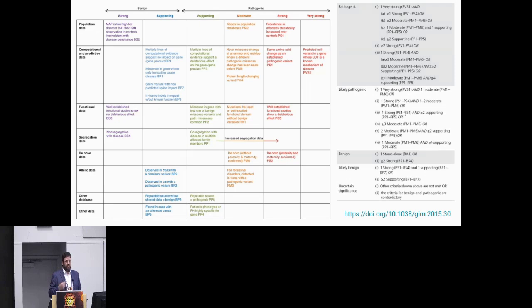And the idea here is that by interpreting the evidence you observe in a variety of different contexts, applying codes to it, these codes are shown in this matrix, things like BS2, PS4. Using the rubric shown on the right, you're able to combine these codes in order to come up with an overall classification for the pathogenicity of a variant.